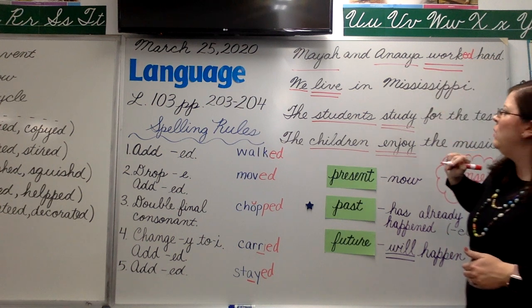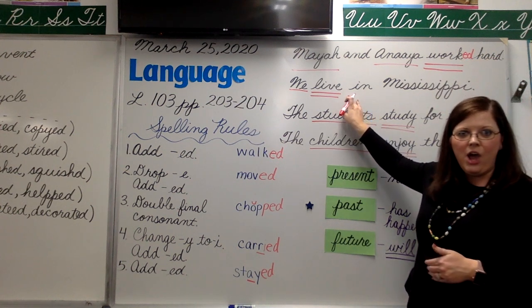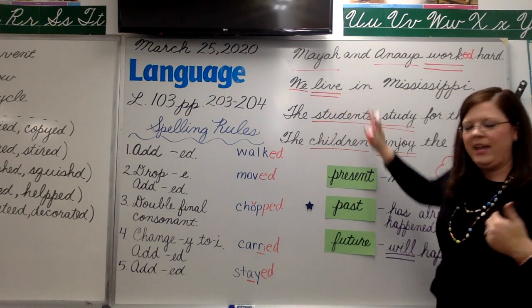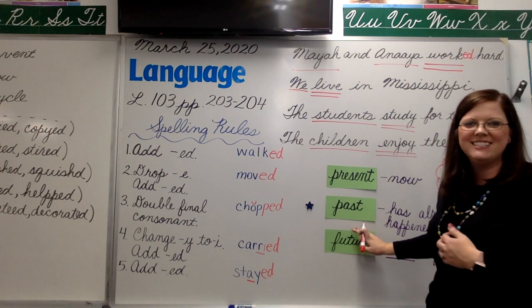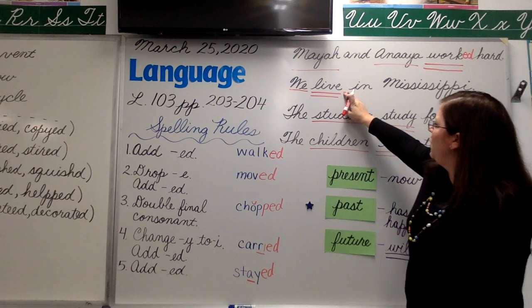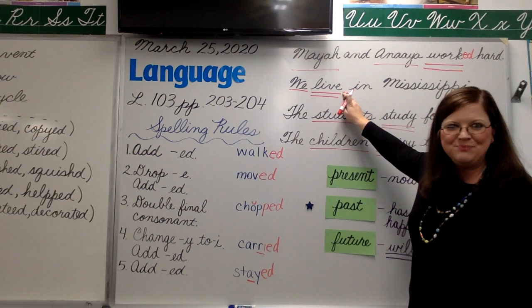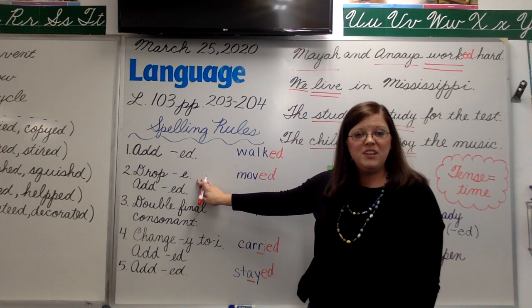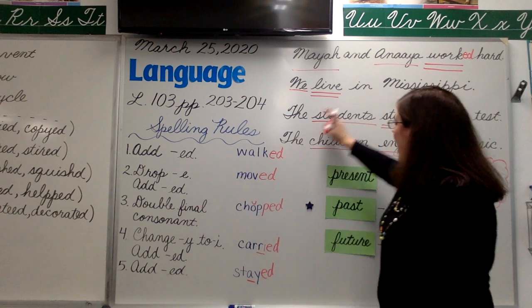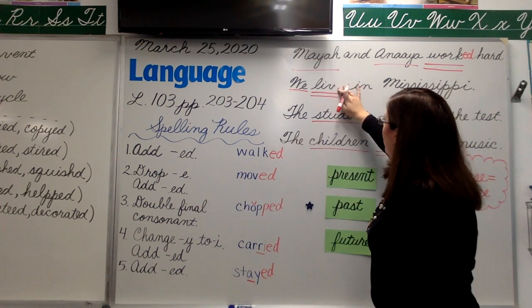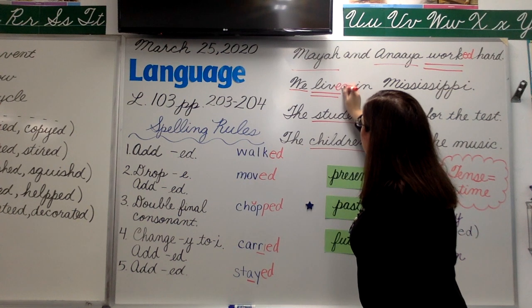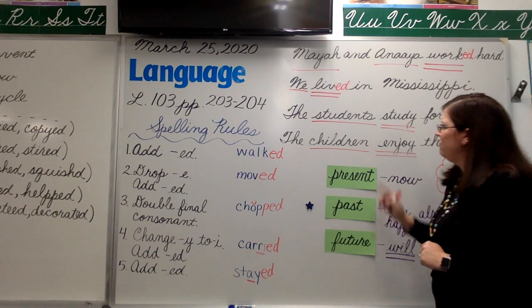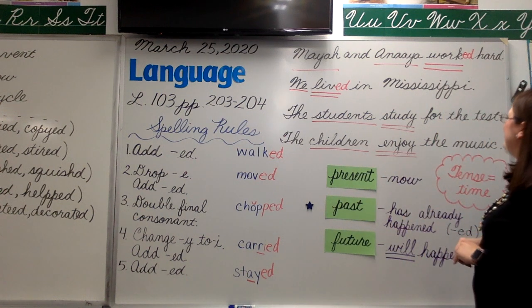For the next one, we live. Live is happening now. But you know I don't live in Mississippi right now. I've already lived there. I lived there when? In the past. So what I'm going to do is examine this verb carefully. It ends with what letter? An E. So according to my rules, if a word ends with an E, I will drop that E and then add on an ED to that. And that's good to go. We lived in Mississippi.